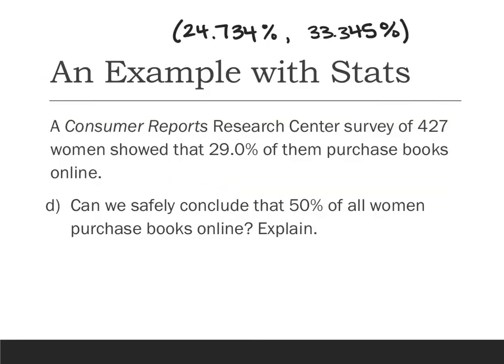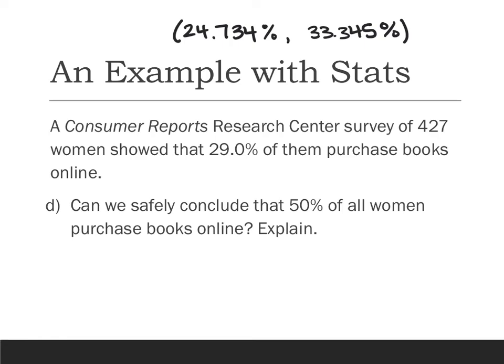All right, so I've got our interval here at the top. It's the confidence interval we found in part C. But now we want to actually think about, what do these numbers mean? And our first question, to help us see what these numbers are telling us, asks, can we safely conclude that 50% of all women purchase books online?